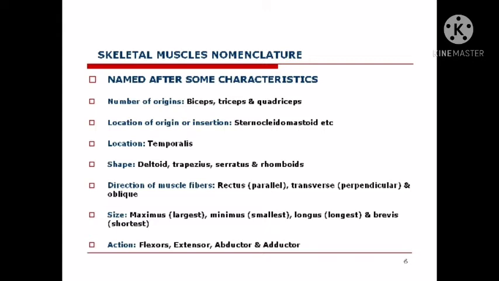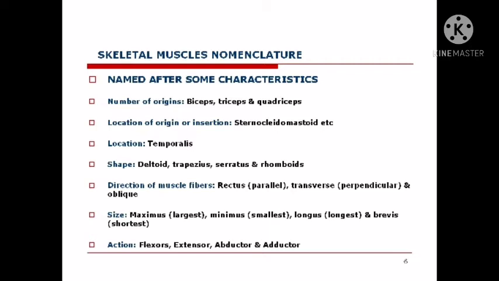Then the size of the muscle. We will use the word maximus, like gluteus maximus. Gluteus maximus is a muscle in the gluteal region, and maximus means largest. Minimus is a term used for smallest, like gluteus minimus. There are three muscles in the gluteal region: the gluteus maximus, minimus, and medius. Medius is in between the two. Then the longus muscle.